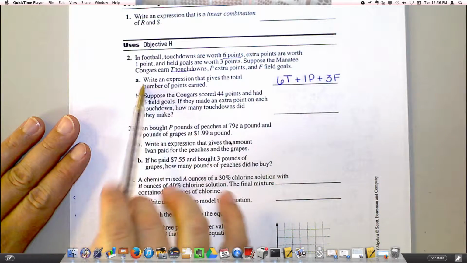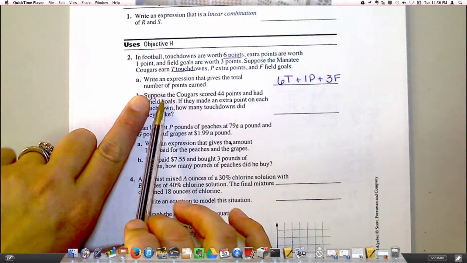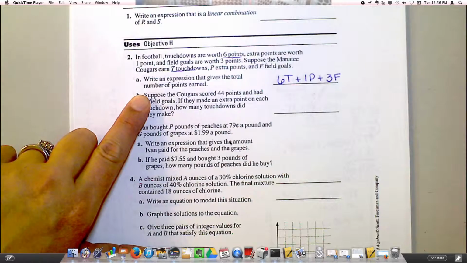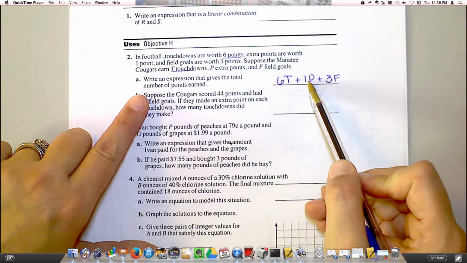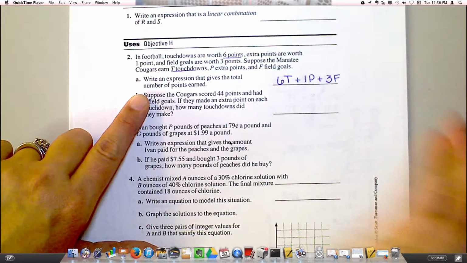Because in this part A, it doesn't say specifically that you have to earn an extra point on every touchdown. Okay, that comes in part B. So part A, we're still keeping the extra point separate, but this is how your score would be calculated.